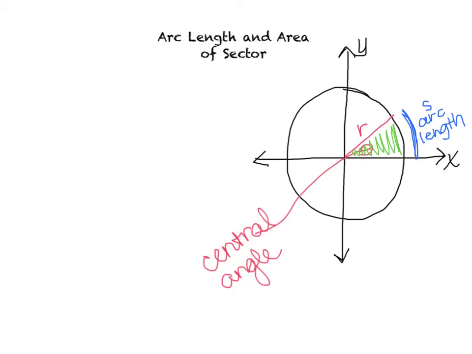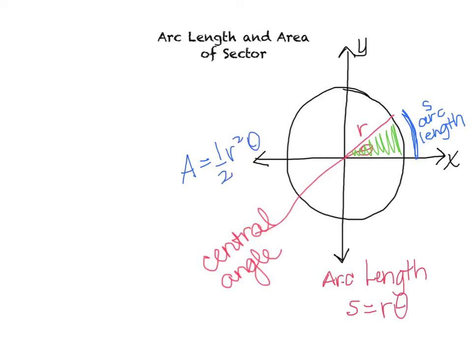And when I'm given a theta, I have two formulas. The arc length, let's spell that correctly, arc length would be S equals R times theta. And the area of a sector would be 1/2 R squared theta. This is area of a sector.